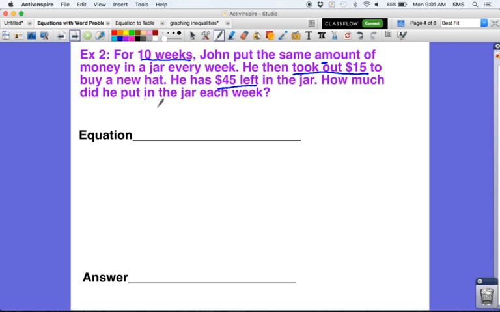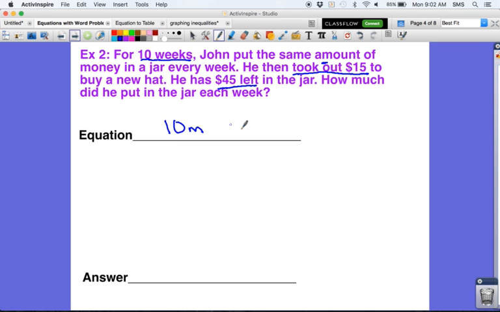So for 10 weeks, John is putting the same amount of money in a jar every week, and we don't know how much money he's putting in the jar. So this same amount of money, the amount he's putting in the jar, that's my variable. I'm going to use M for money. So for 10 different times, he is putting the same amount of money in a jar. That's 10 times M. The reason why it's multiplication is this happens 10 different times.